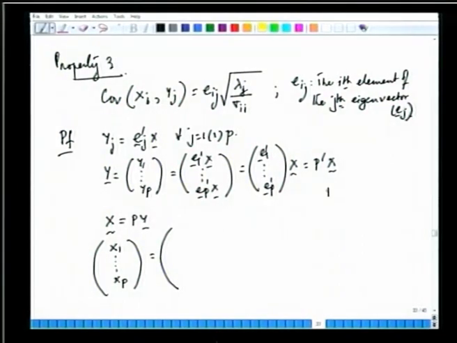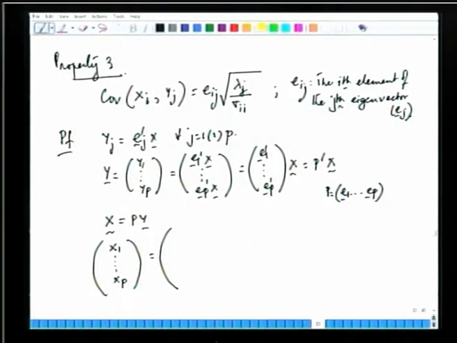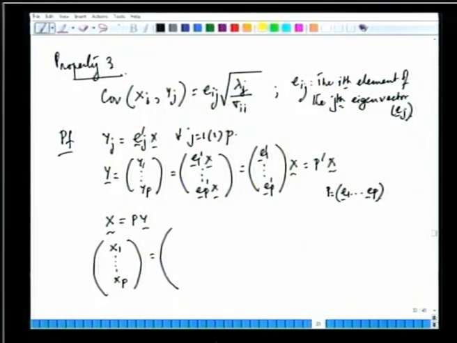If you recall, the P matrix is nothing but E1, E2 to EP. And now I am denoting the ith element of the jth eigenvector by Eij. So I can open up all these vectors. For E1, the first element of the first eigenvector, I will write E11, then the second element of this column vector, I am going to write E21.